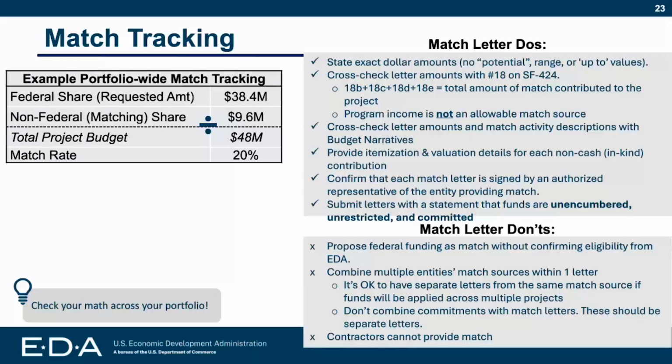Here's some quick tips on match letters. We do want the match letters to be detailed. We want exact dollar amounts because, again, we're trying to do the math that's on the left side of the screen. So we'd like to see the details of the math. Reminder that program income is not an allowable match source. Make sure your letter amounts match the activity descriptions within the budget narratives. So we should be able to track your budget narrative match to your match letter.